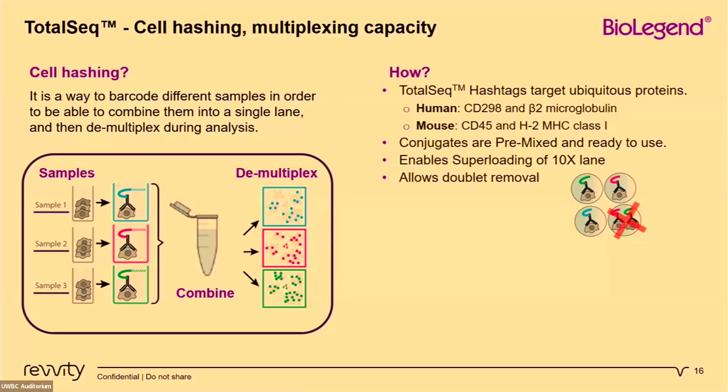These conjugates are premixed and ready to use, so you don't have to worry about adding them or mixing them together. And it enables what I guess was called superloading of a 10x lane, so you can load more than the 10,000 cells, and allows doublet removal because you can discriminate based on presence of more than one hashtag and knowing that that's more than one cell that was present in an oil droplet.